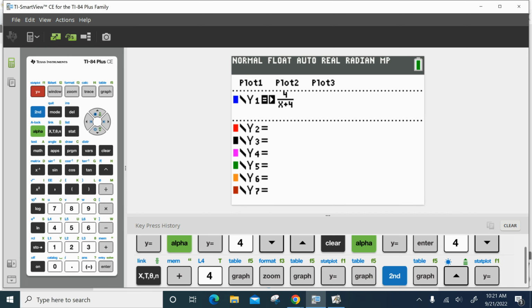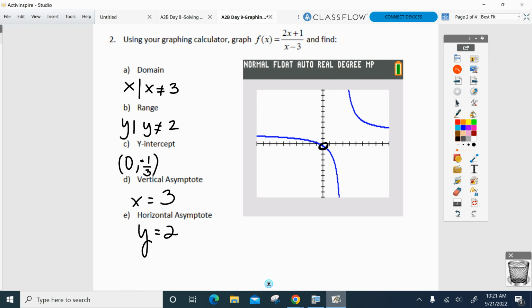Guys, whatever gets the job done for me. All right. I'm never going to be picky. Whatever gets the job done. So you can either plug in 0 for x, or you can go to your table and see x is 0. What's my y value? All right. You guys good?